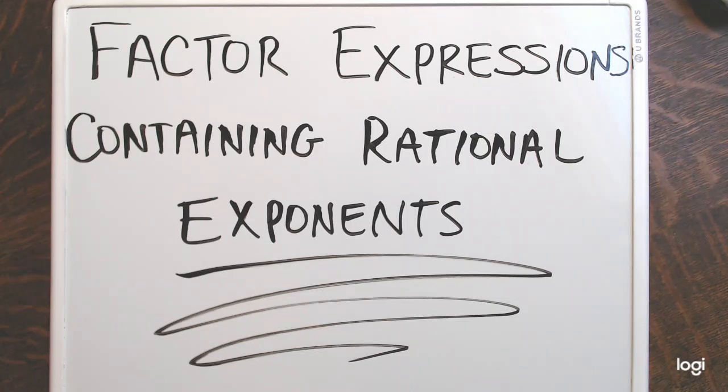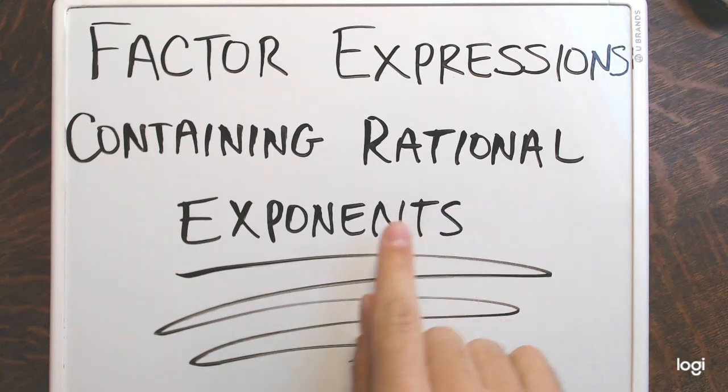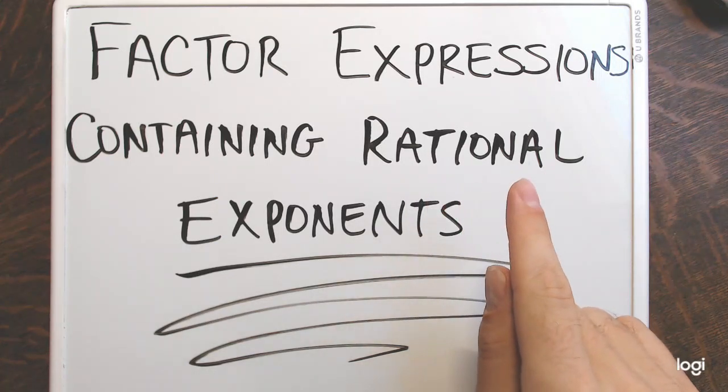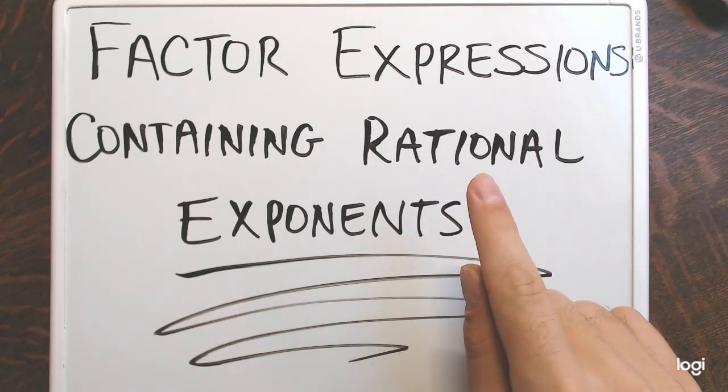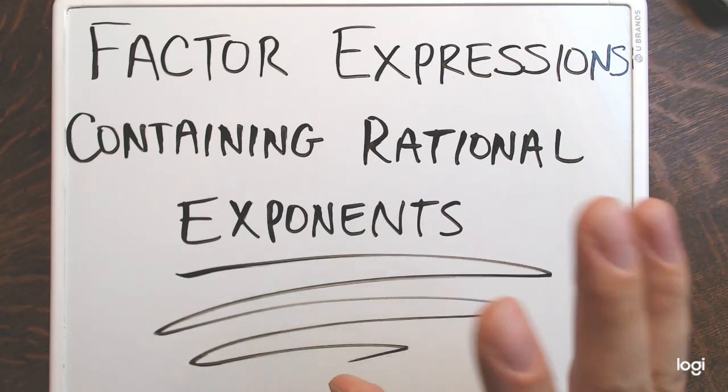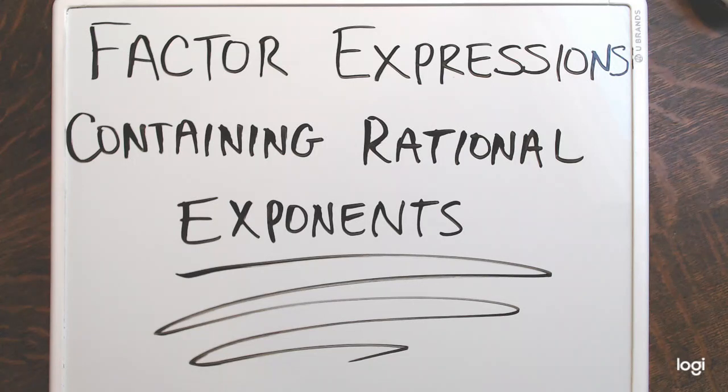Hello everyone, and welcome to this video on factoring expressions containing rational exponents. And when you see the word rational, you should be thinking of fractions, right? So exponents that are fractions like 2/3, -2/5, 1/8 or something like that.